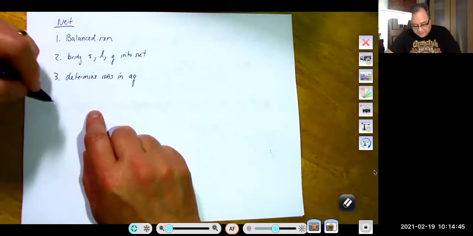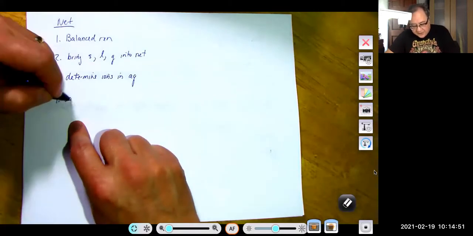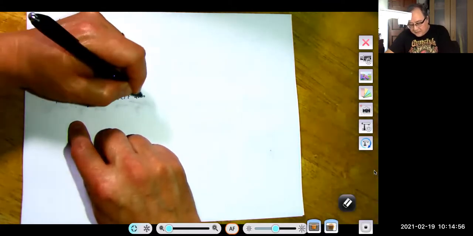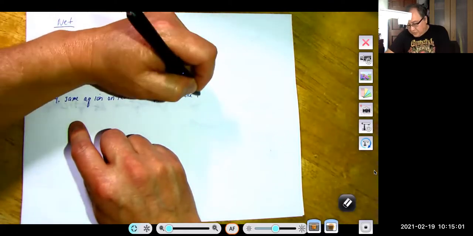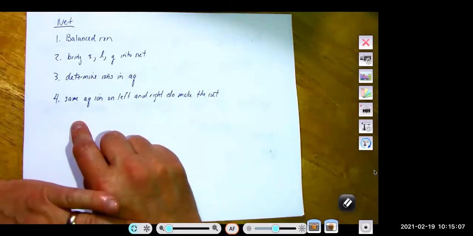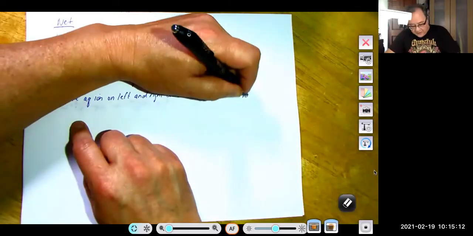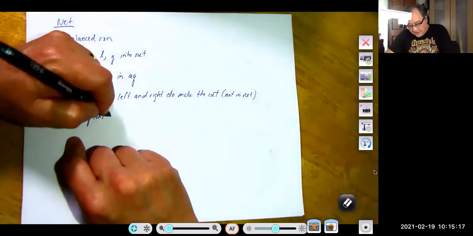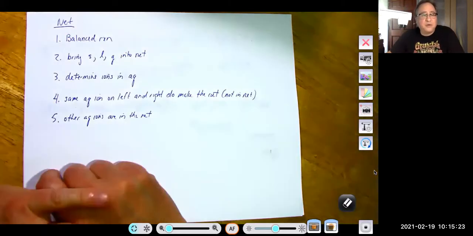And then 4 would be same aqueous ion on left and right do not make the cut. So what do I mean when they do not make the cut? They cancel out. They don't go in the net. So 5 would be the other aqueous ions are in the net. So step by step, isn't that pretty much what we did?